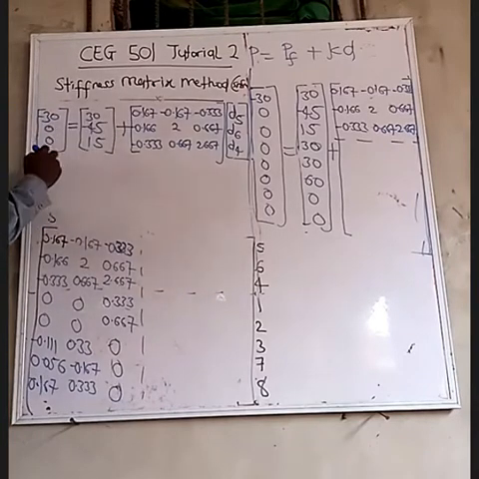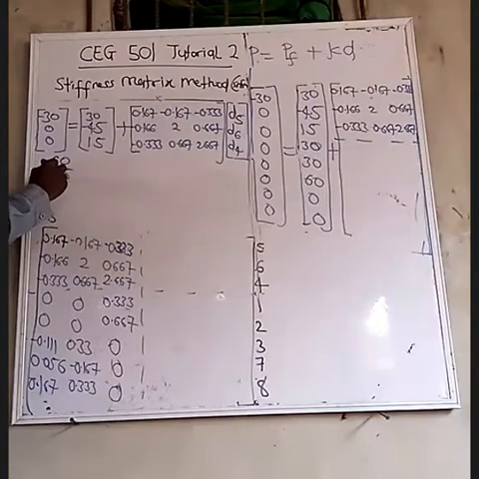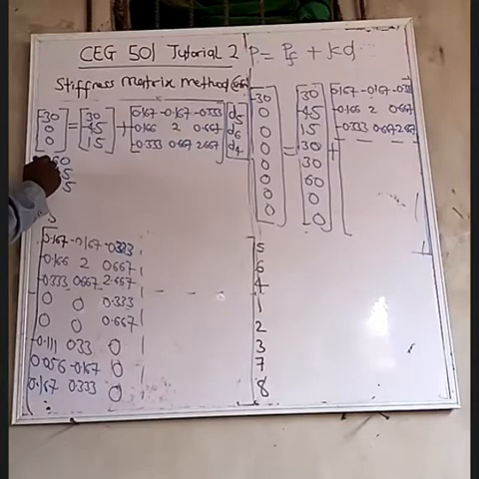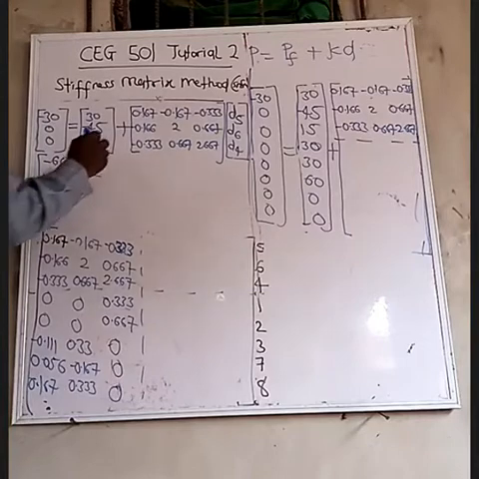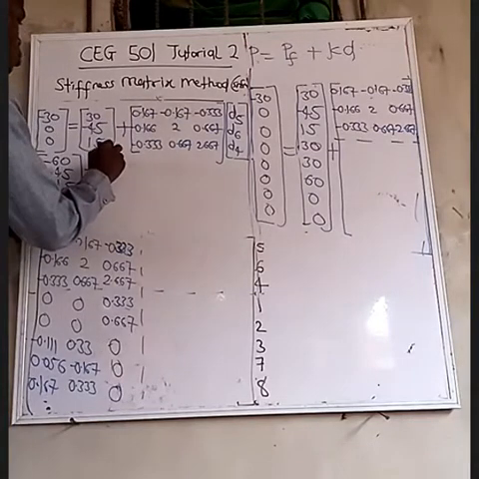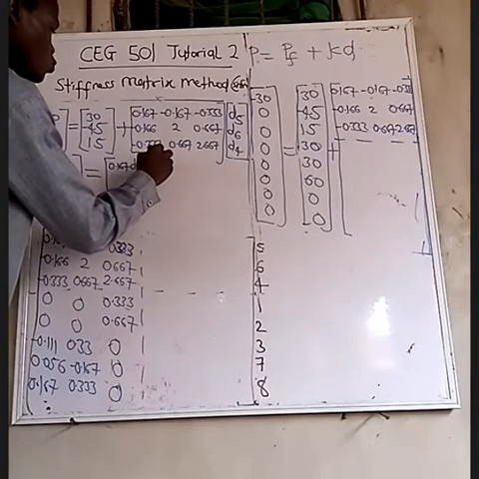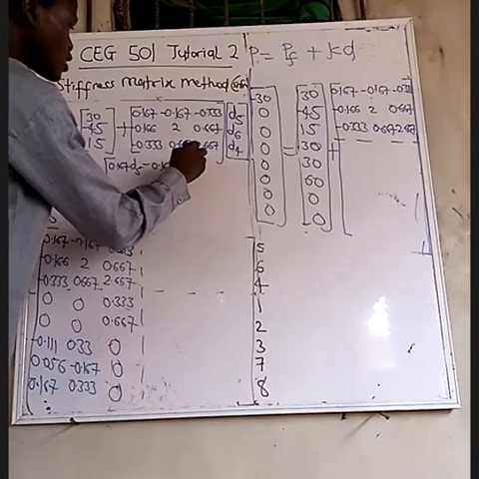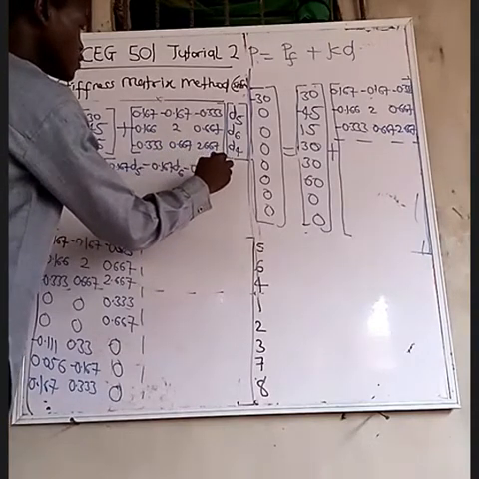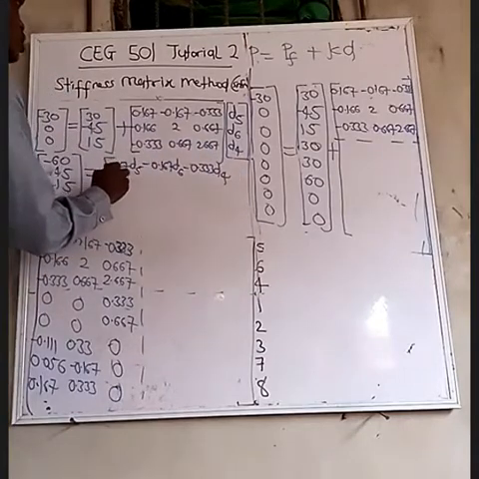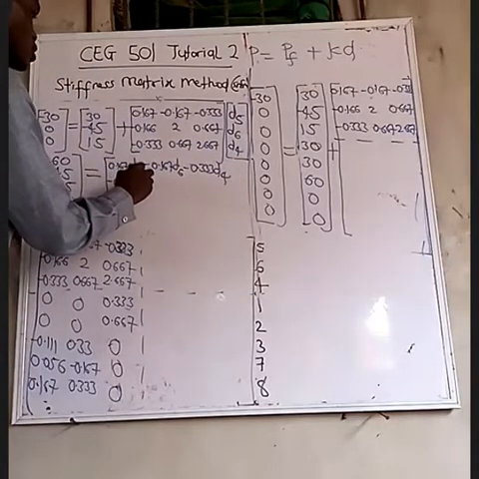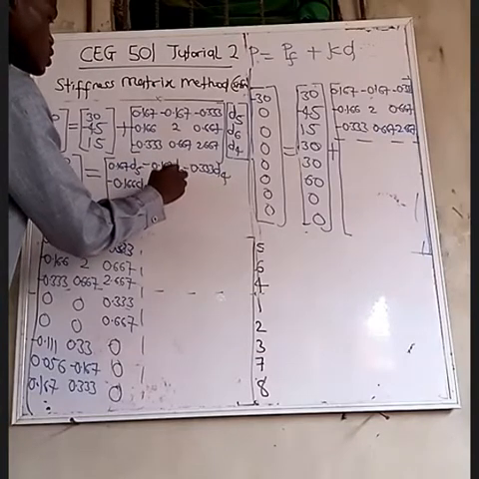So bring them together: minus 60, minus 45, minus 15. Please check if that is correct. Minus 60 plus 45, that's 45, is equal to 0.167 D5 minus 0.167 D6 minus 0.333 D4, then minus 0.166 D5 plus 2 D6.